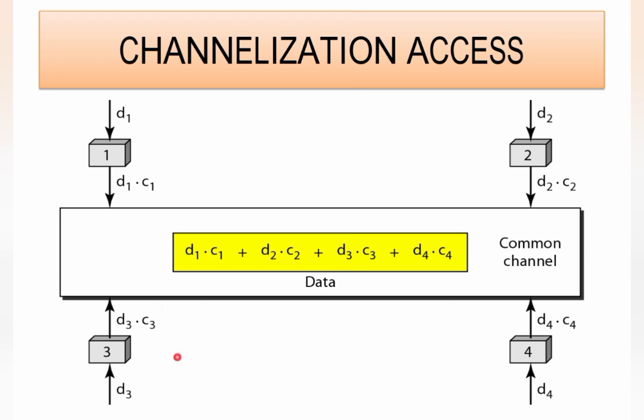Here station 3 is combining its data and code, station 4 is combining its code and data, and station 2 is combining its data and code, and by using some mathematical formula it is transmitted to the channel. So the channel is divided by different codes to transmit the data. These are the different types of channelization access protocols.